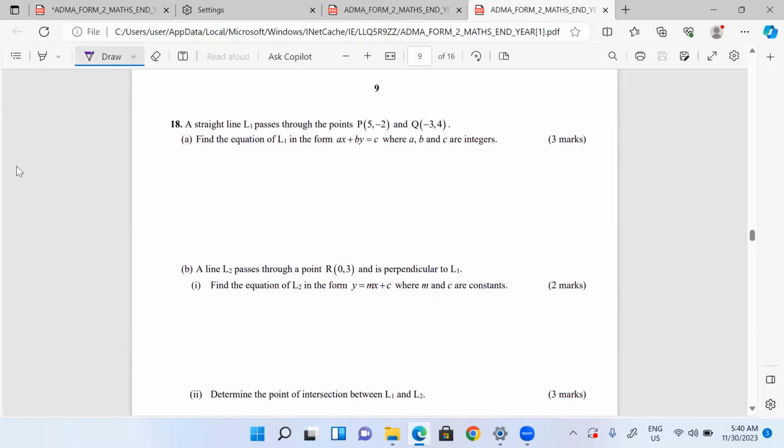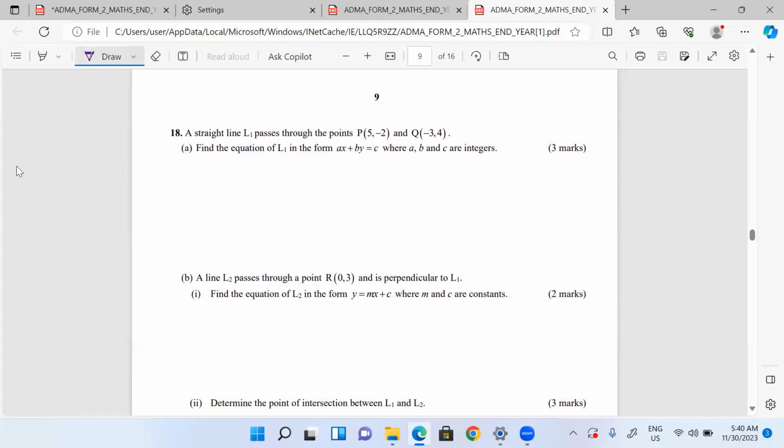Number 18, we are told that a straight line, L1, passes through points P(5, -2) and Q(-3, 4). Find the equation of L1 in the form ax plus by equals c, where a, b, and c are integers, for 3 marks. So let us look at the solution for this part.